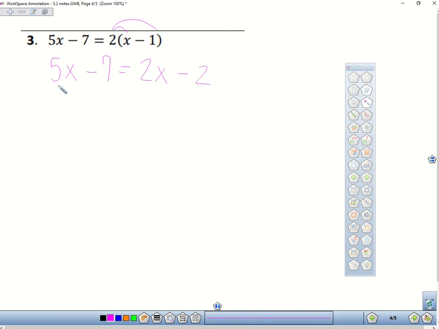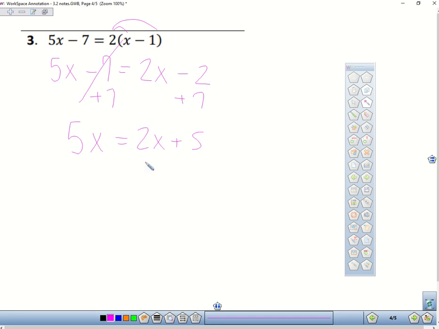Now we have to get all the x's to one side and all the numbers to one side. So there's 2 ways to do this. You can either go the hard way or the easy way, basically. So I'm going to try to pick the easier way. I'm going to add the 7 to this side here. And that's going to give me 5x equals 2x plus 5.